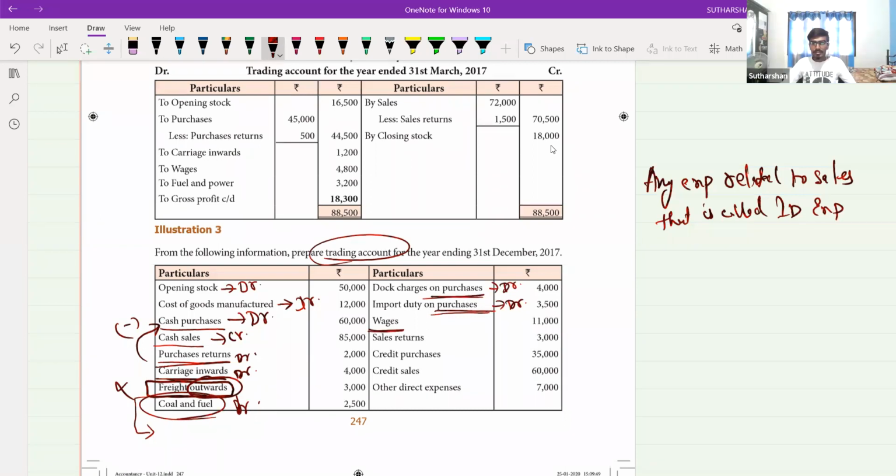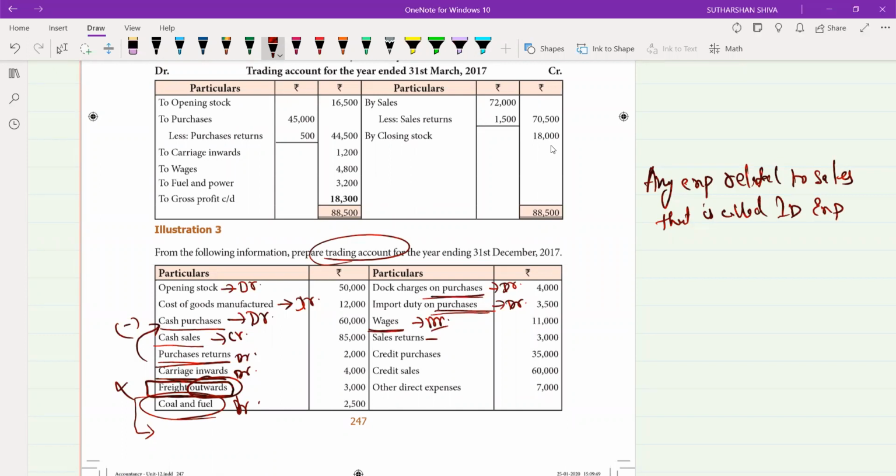Wages: debit side. Sales return: credit side. What do we need to do? Directly we can put sales return, or else we need to deduct it from sales. We need to deduct it from sales.